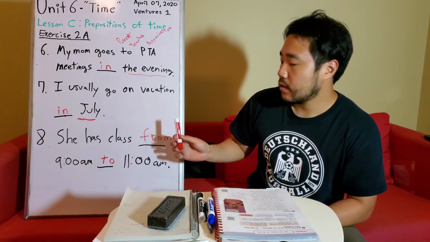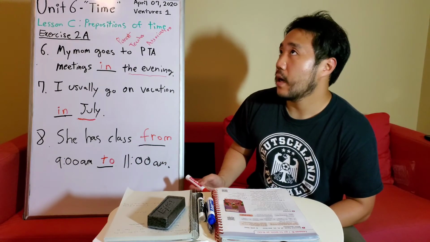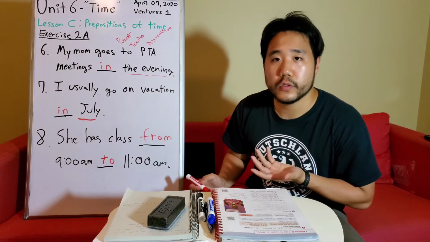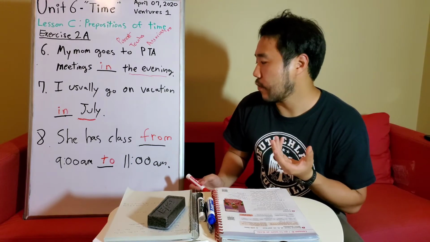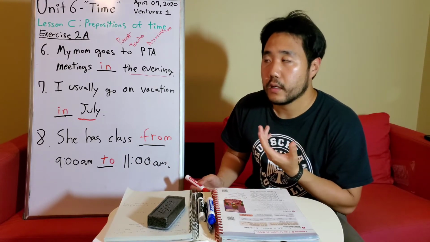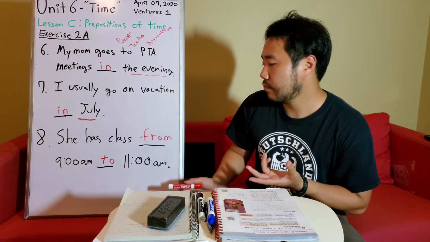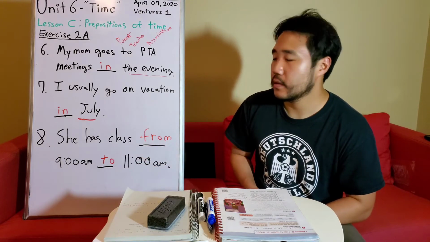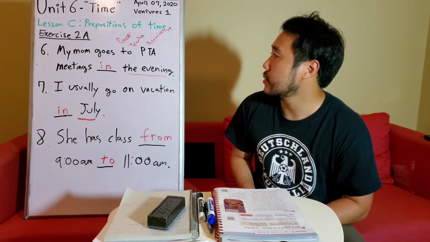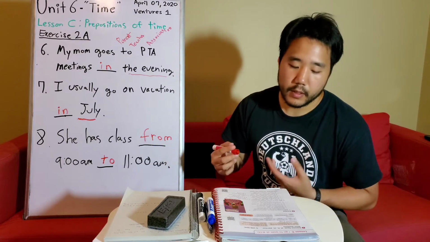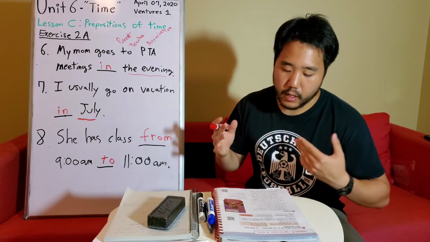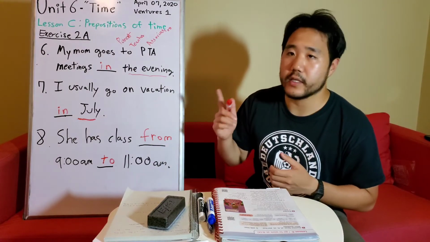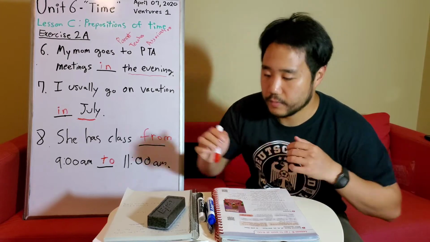From. And then another example would be, I have a schedule with a friend from 11 a.m. to 1 p.m. So from and to. That's how you would use prepositions of time. And we will continue a similar exercise, this time with making questions and answers, in exercise 2B.